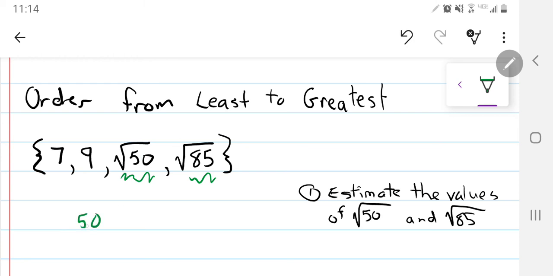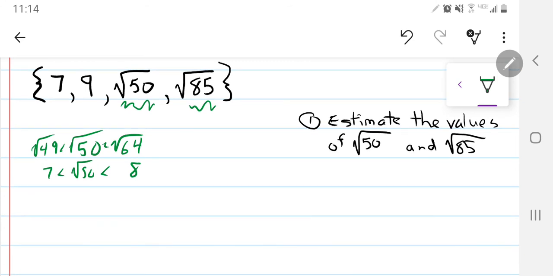So we're going to take the square root of 50 first. I know that it's near 49 and 64. And if I root those perfect squares, I get 7 and 8. So my answer to this square root of 50 is somewhere in between 7 and 8. So I know that it's going to be greater than 7. So I already know where it's going to fall in my range, and it's going to be less than 9, of course. All right. Now let's do the square root of 85.